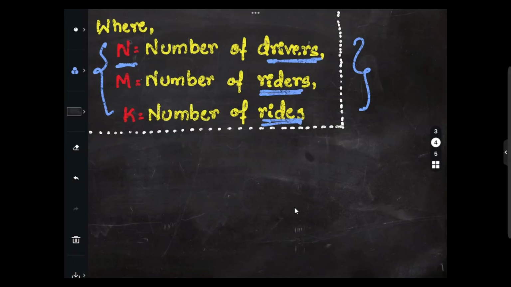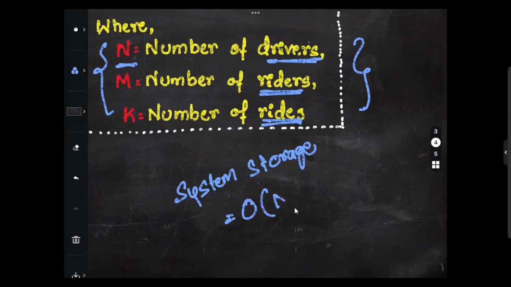Just keep this in mind. Right here, basically, the space complexity of the system storage. Why did I say this one? I didn't mention this one before, so don't get confused here. The space complexity of the system storage is N plus M plus K.